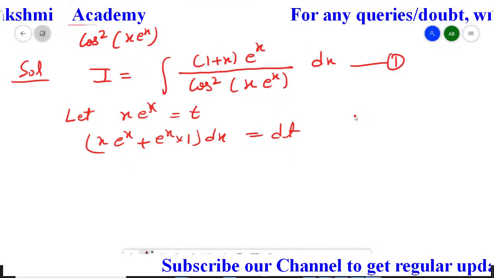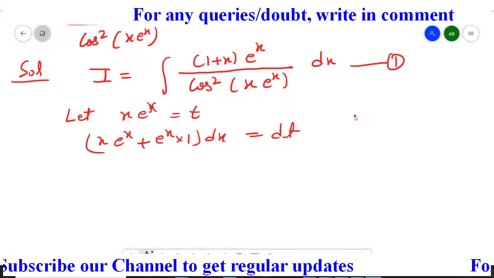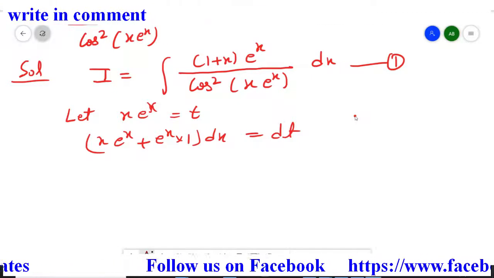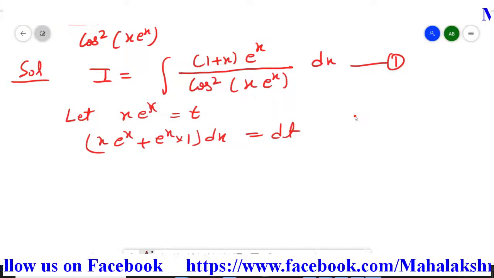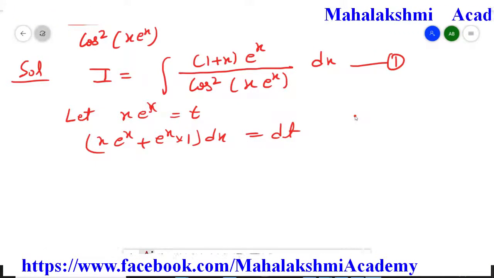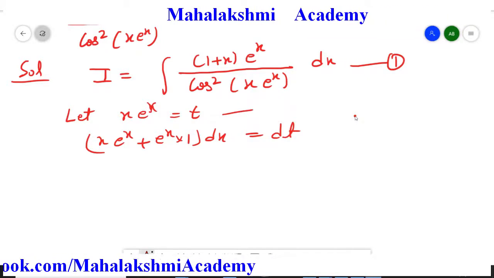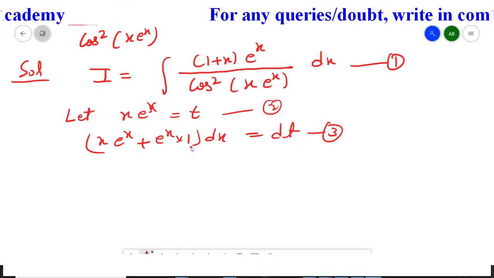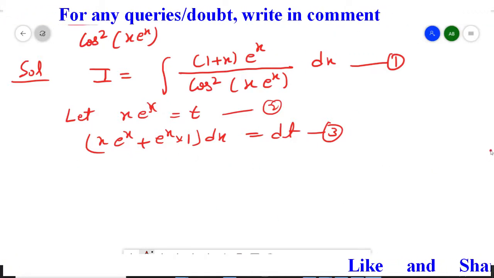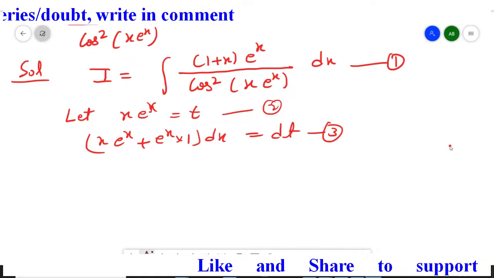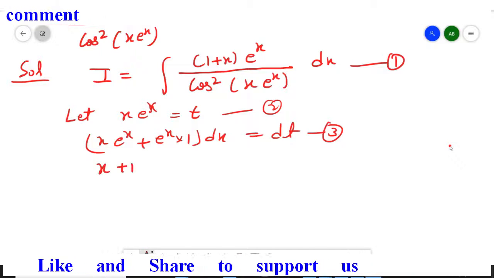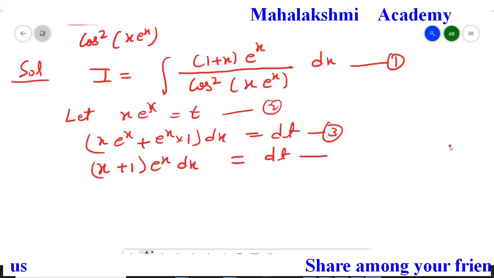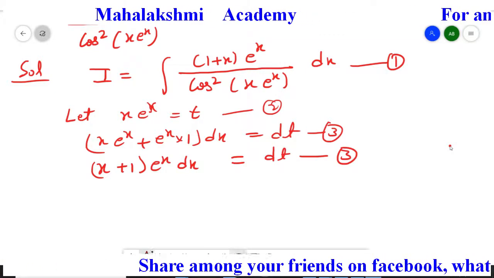So what I have done is, it's a product of two functions. First function as it is, differentiation of second function, that is e to the power x, differentiation is the same, then e to the power x as it is, and differentiation of first function is 1, and then dx and then dt. So this is our equation second, this one is our equation third. Now what we observe here is, from both terms we can take e to the power x common. So when we take it common, it will appear like this: (x plus 1) e to the power x dx is equal to dt. So this equation we will assume as equation 3.